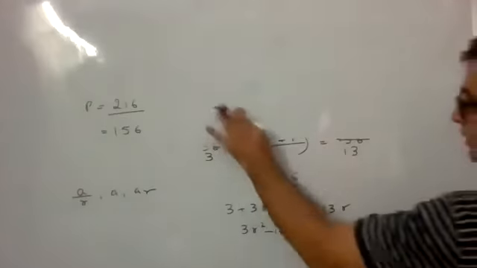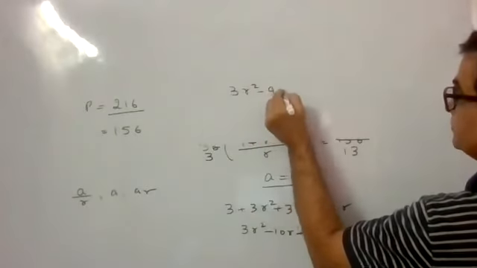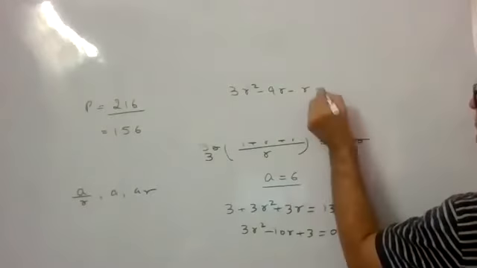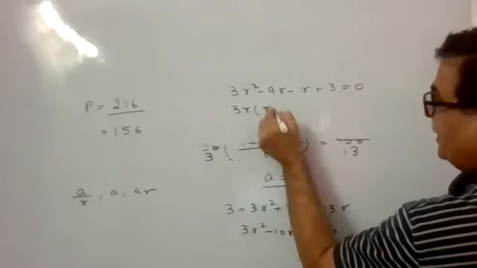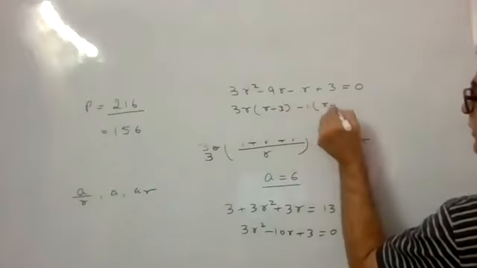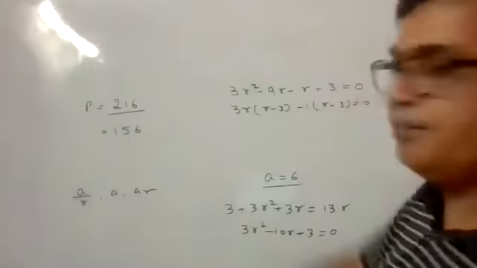Then what the factors are? Minus 9, minus 1. Common is 3R, so it will be R minus 3. Minus 1 common, R minus 3. So R is coming 3 and 1 by 3.